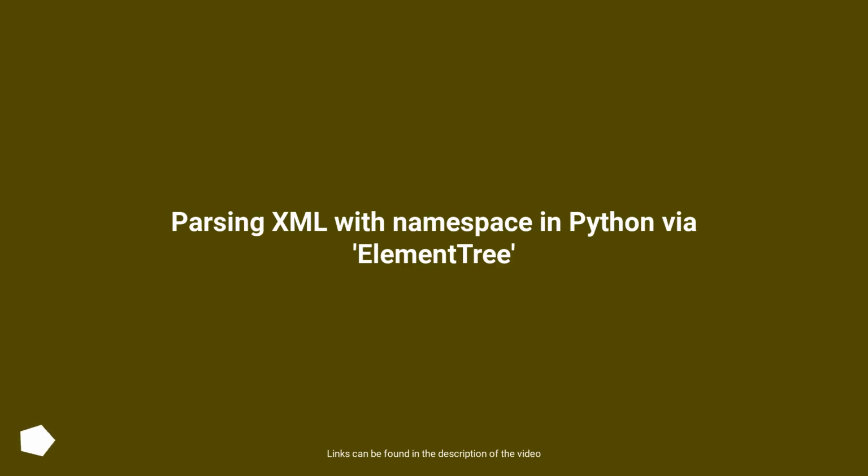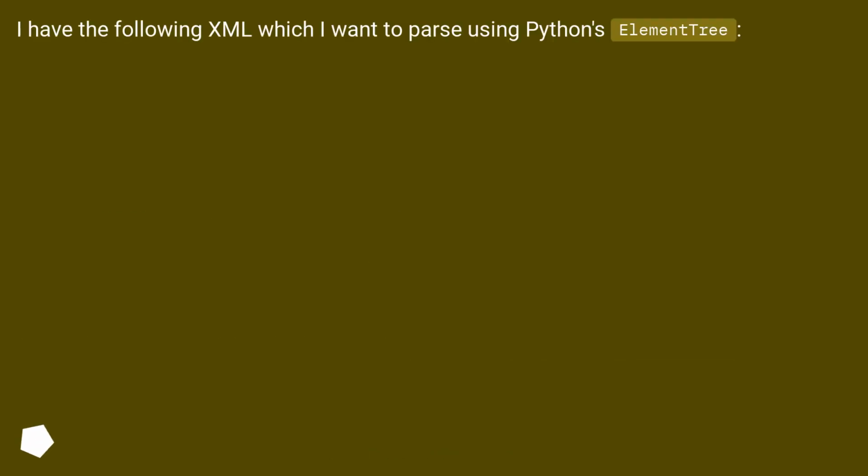Parsing XML with namespace in Python via ElementTree. I have the following XML which I want to parse using Python's ElementTree.